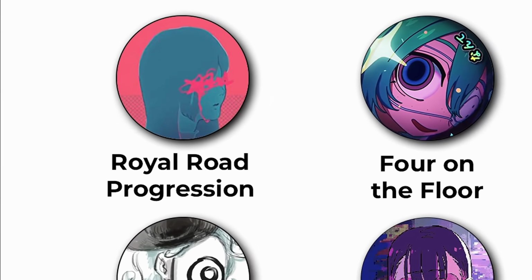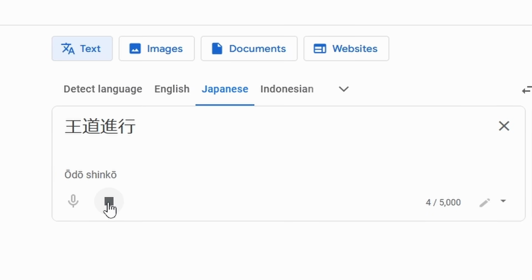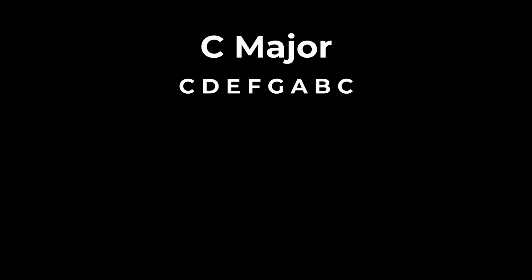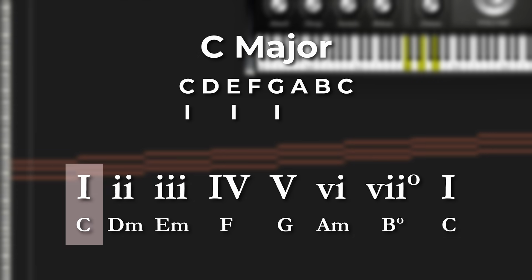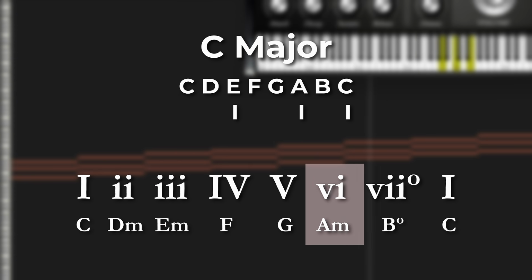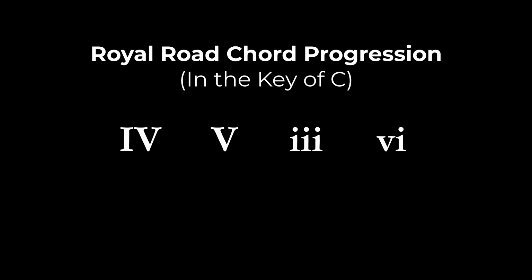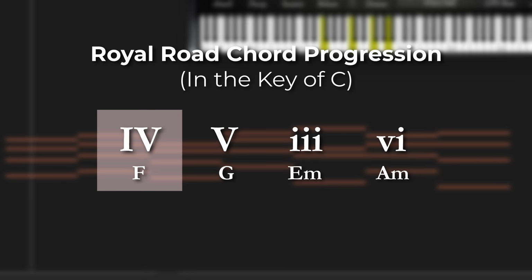The Royal Road chord progression, or 王道進行, is a chord progression that goes 4, 5, 3, 6. Say we're in the key of C. Our diatonic chords would be. Therefore, our Royal Road progression goes F, G, E minor, and then A minor.